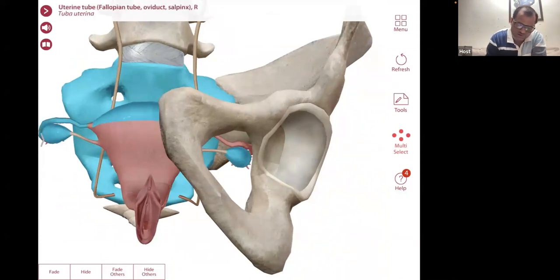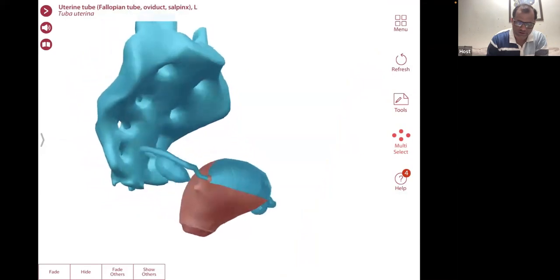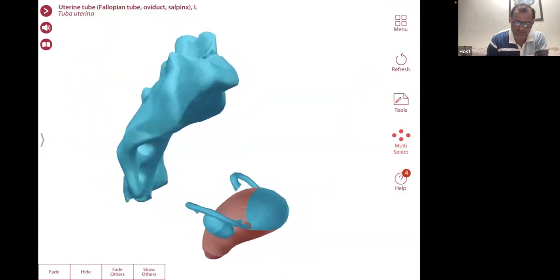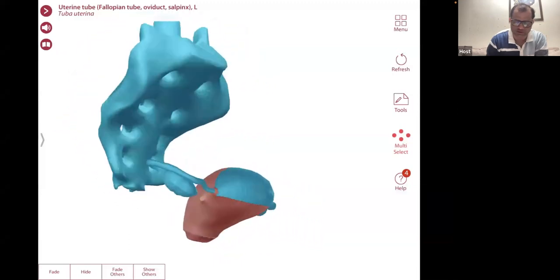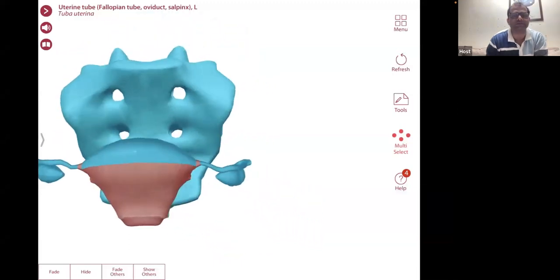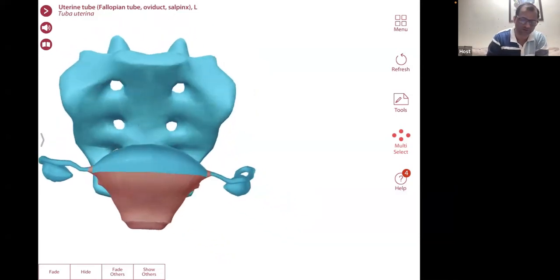So let's see this. Only see this structure. So we can see it in front of the sacrum. कैसे ये हमारी यूट्रस और ओवरी लोकेटेड होते हैं, राइट? In front of the sacral bone. This is the sacral bone.